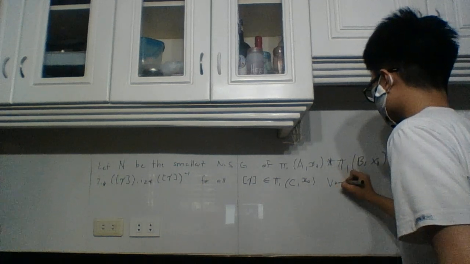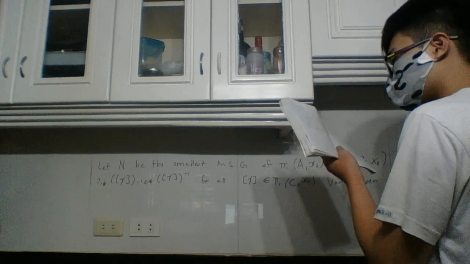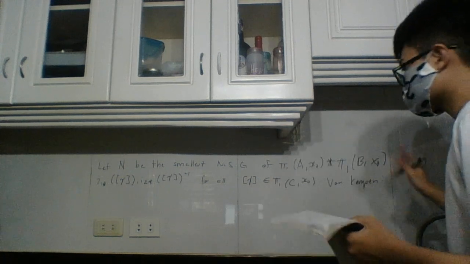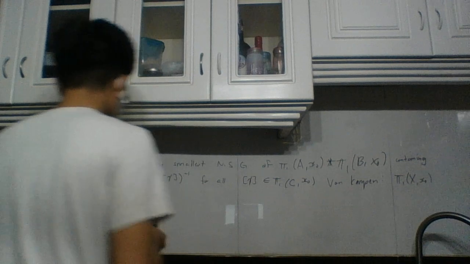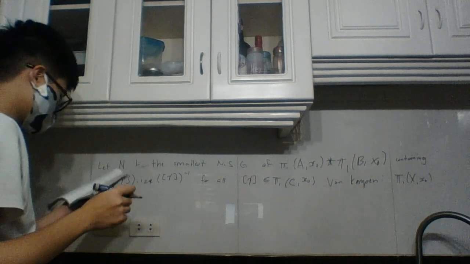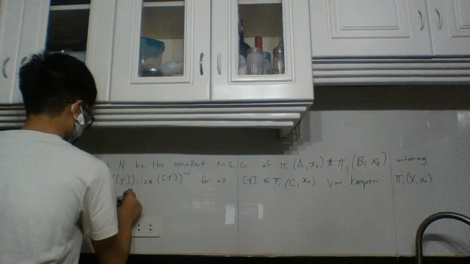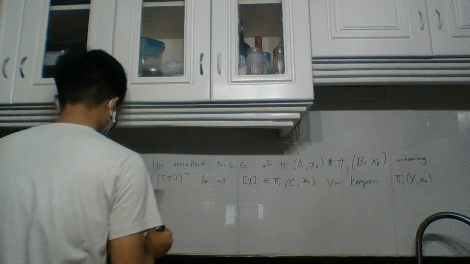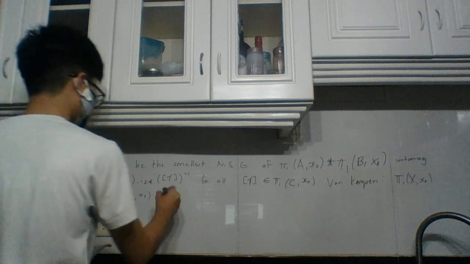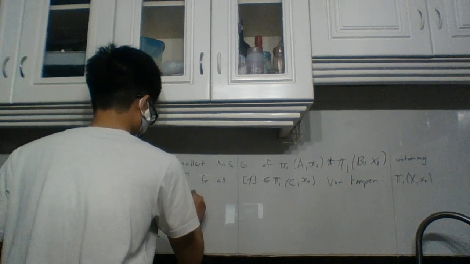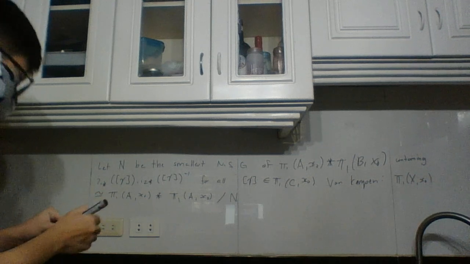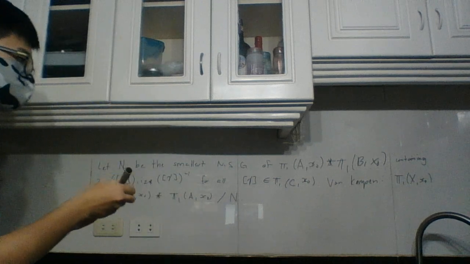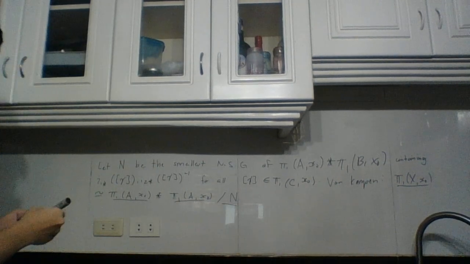Van Kampen tells us, and finally here's the most important fact, that the fundamental group of X based at x naught is isomorphic to the free product of the fundamental group of A and of B based at x naught, mod N. This is the most important fact you need to know before we actually start constructing fundamental groups using Van Kampen.